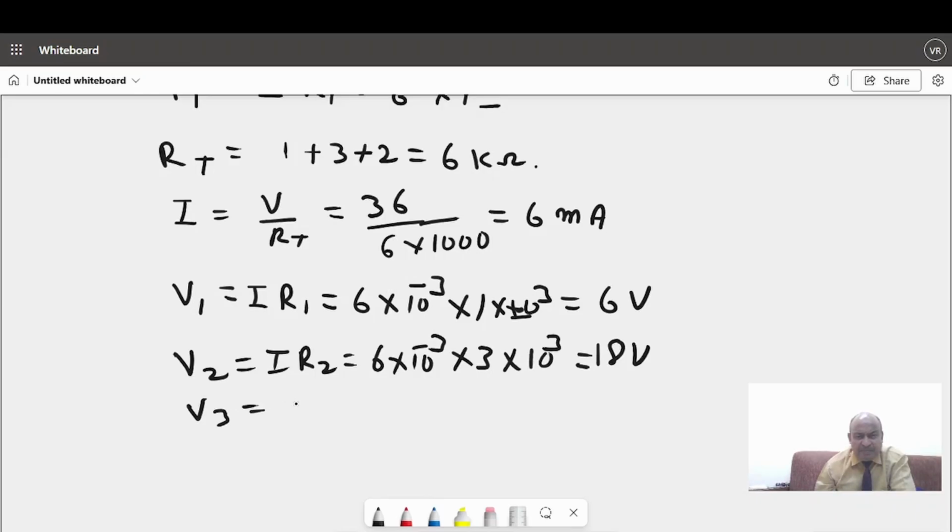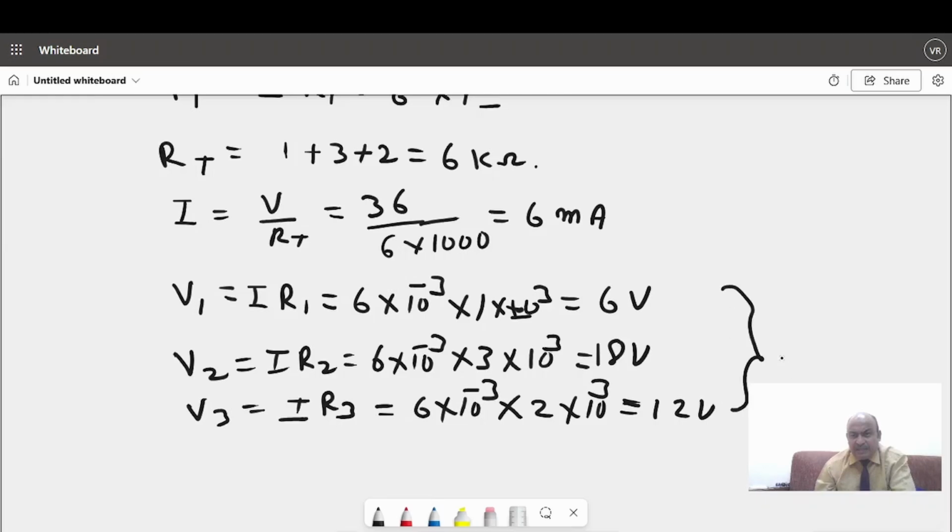V3 is equal to I R3, which is 6 into 10 to the power of minus 3 into 2 into 10 to the power of 3, which is 12 volts. So the total voltage is 36 volts, the same as the applied voltage.